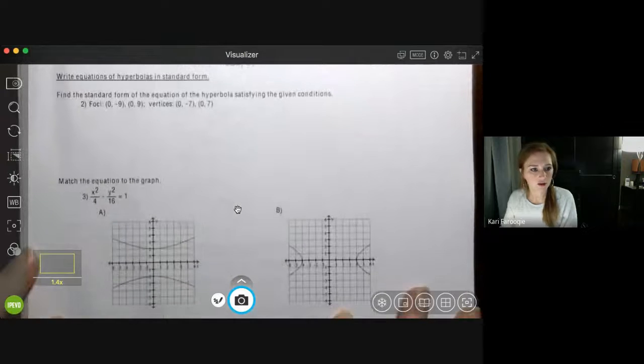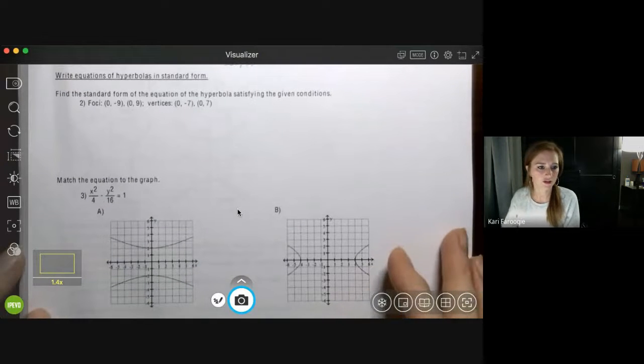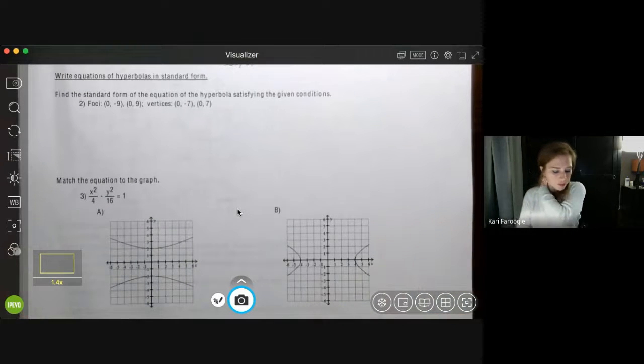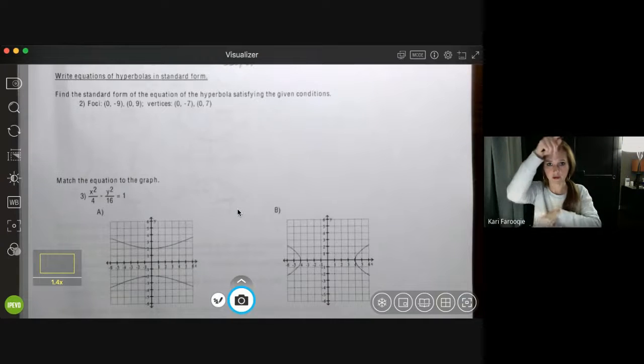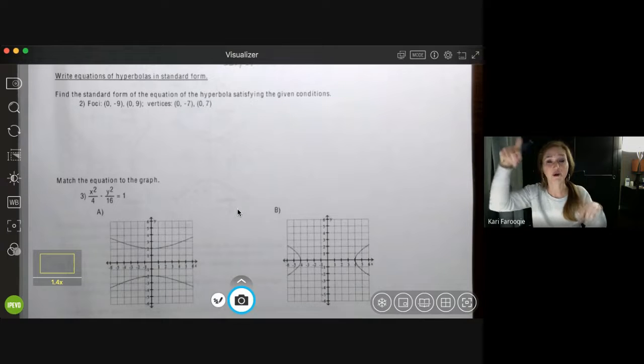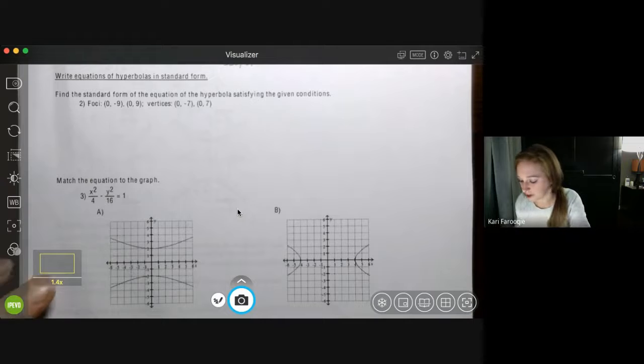Find the standard form of the equation of the hyperbola satisfying the given conditions. So this is where we're given information, and we're going to work our way backwards to find the equation for the hyperbola. The first thing we need to determine is, does the hyperbola open left and right or up and down? So we need to figure out what is the form of the equation before we do anything else.